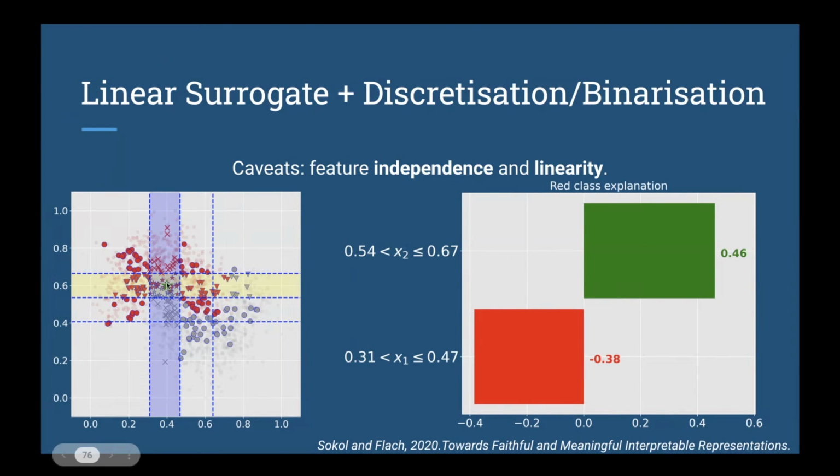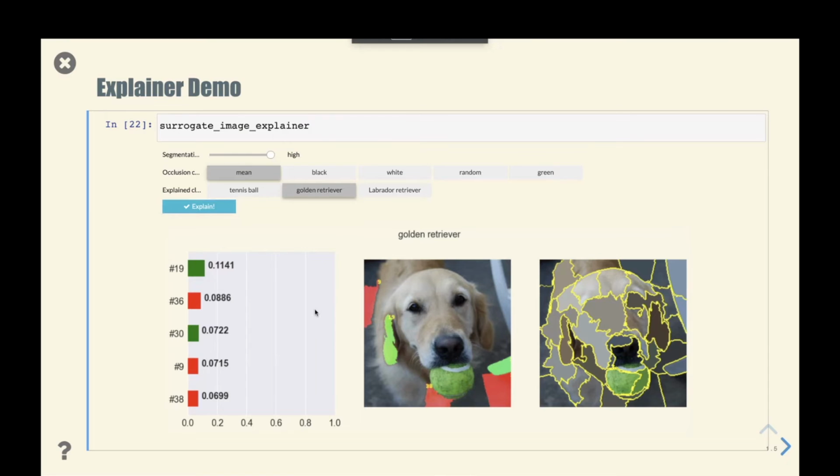So being here, other than in the pure blue region, is beneficial for predicting red class, whereas the same for the x-axis has negative influence. And this may be a bit counterintuitive, but I'll show you an example in a moment, and hopefully this will make more sense. Right, so let's move on to the demo for tabular data.